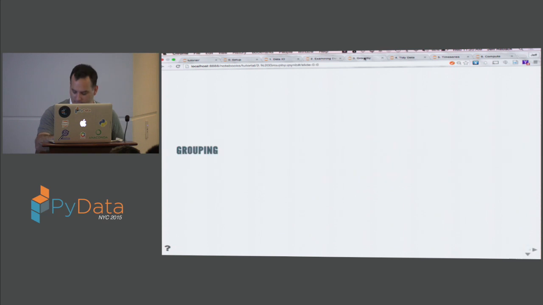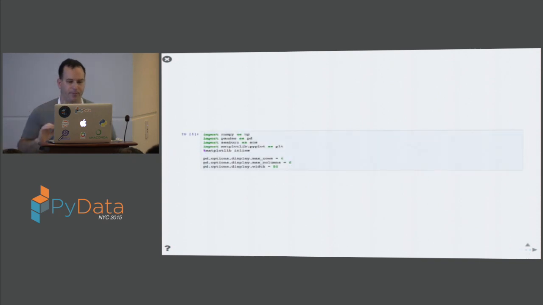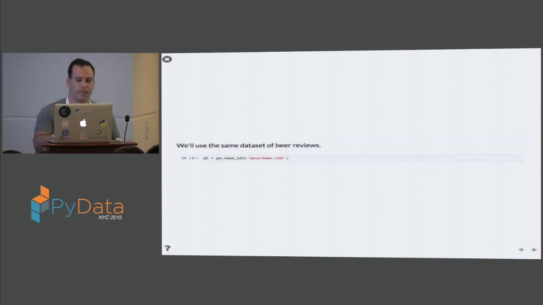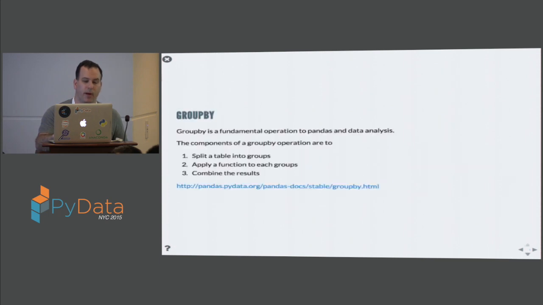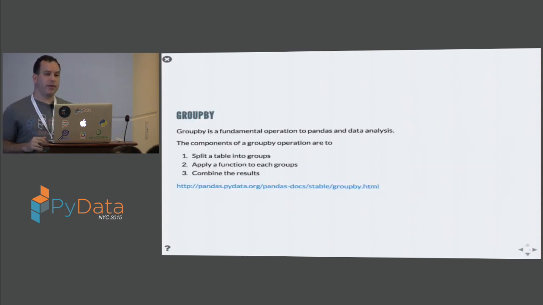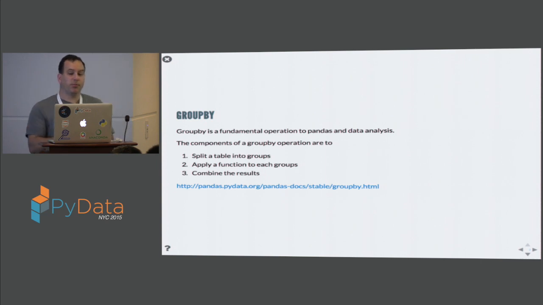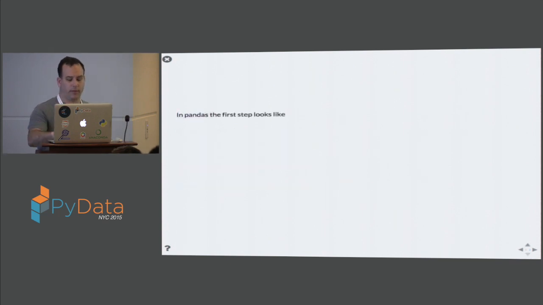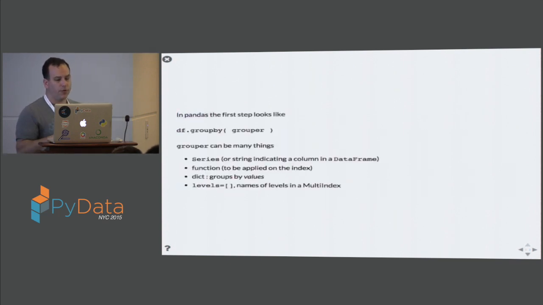Okay, next section. I'm going to talk about group bys. Using the same data set that we had, what is a group by? A group by is fundamentally three different operations: splitting, applying a function, and then recombining the results.